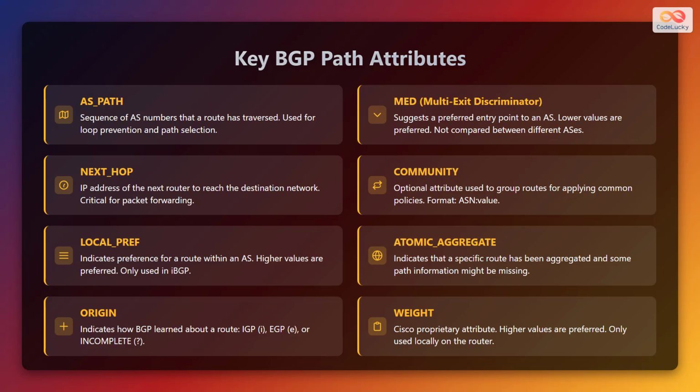Atomic aggregate indicates that a specific route has been aggregated, and some path information might be missing. Weight is a Cisco proprietary attribute, where higher values are preferred, and is only used locally on the router.